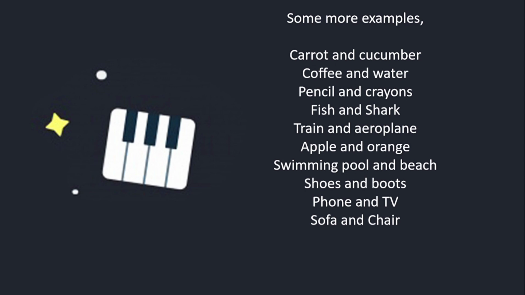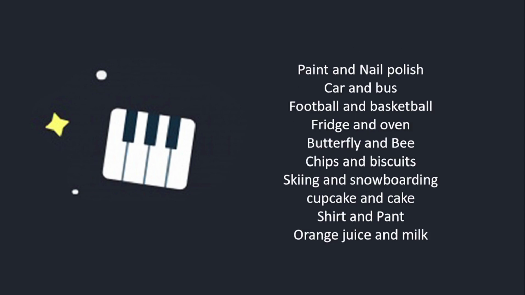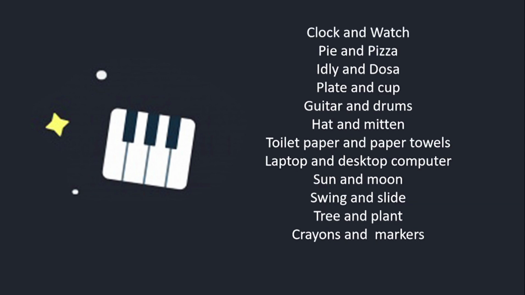Fish and shark, train and aeroplane, apple and orange, swimming pool and beach, shoes and boots, phone and TV, sofa and chair, paint and nail polish, car and bus, football and basketball, fridge and oven, butterfly and bee. Chips and biscuits, skiing and snowboarding, cupcake and cake, shirt and pant, orange juice and milk, clock and watch, pie and pizza, idly and dosa, plate and cup, guitar and drums, hat and mitten, toilet paper and paper towels. Laptop and desktop computer, sun and moon, swing and slide, tree and plant, crayons and markers.